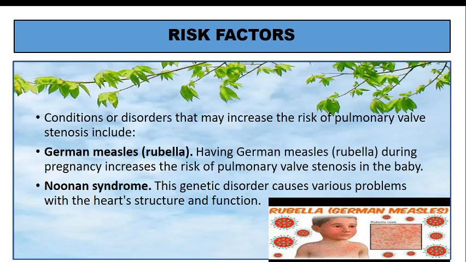इसीलिए जो adolescent girls हैं, we give rubella vaccination so that they don't, because they are the future mothers and they don't suffer from German measles or rubella during pregnancy. Okay. Second is Noonan syndrome. Again, this Noonan syndrome is a chromosomal anomaly where it causes multiple problems with heart structure and function.